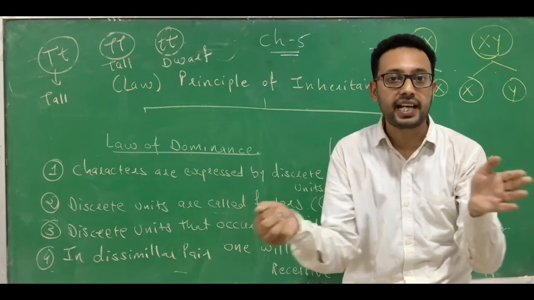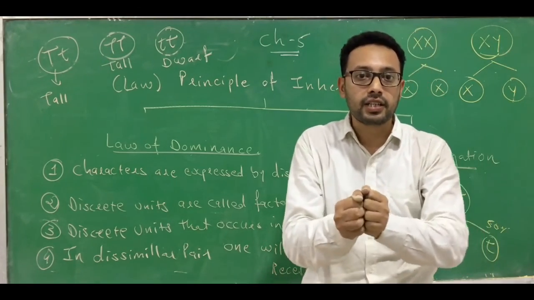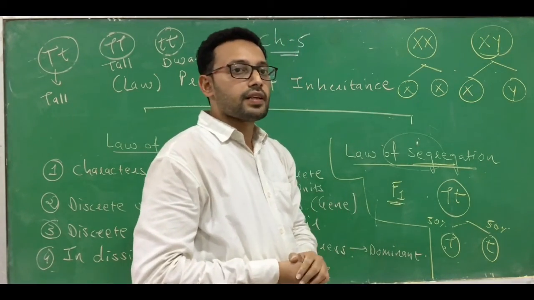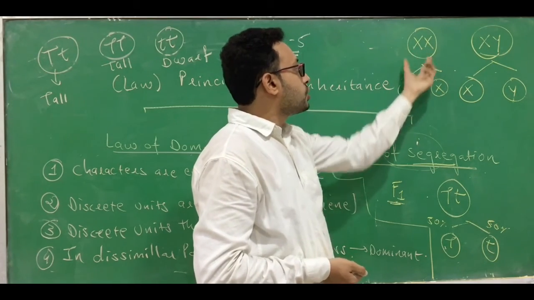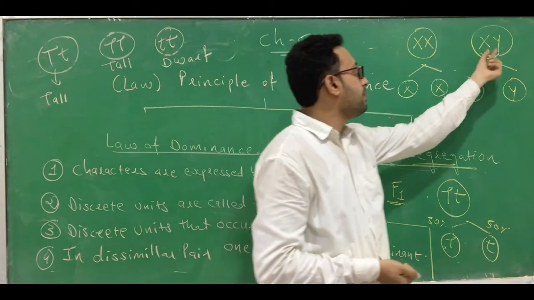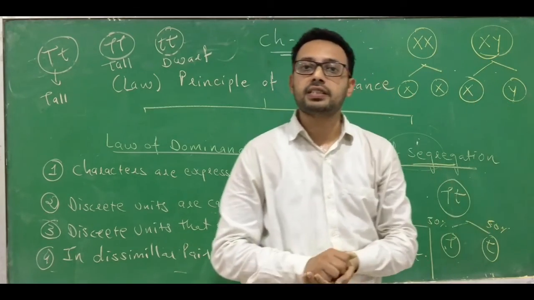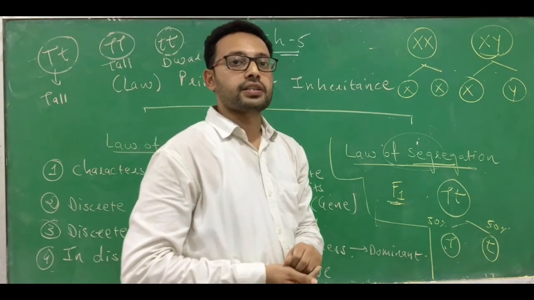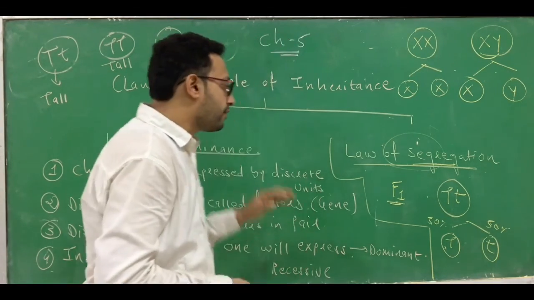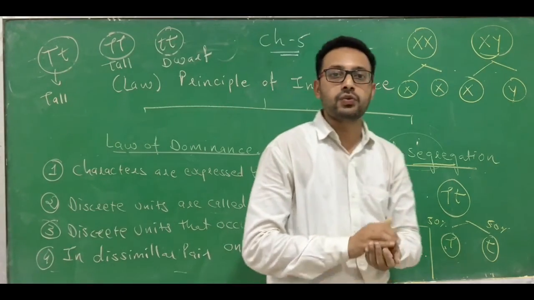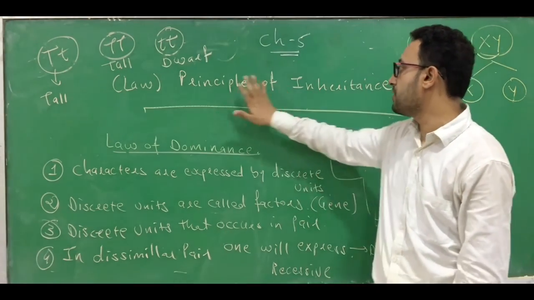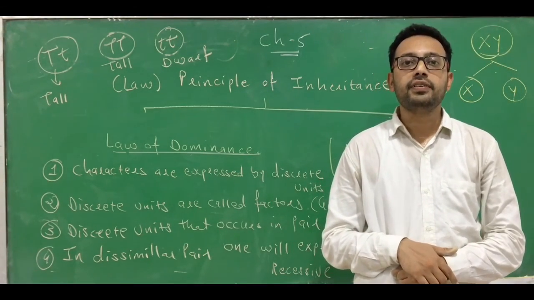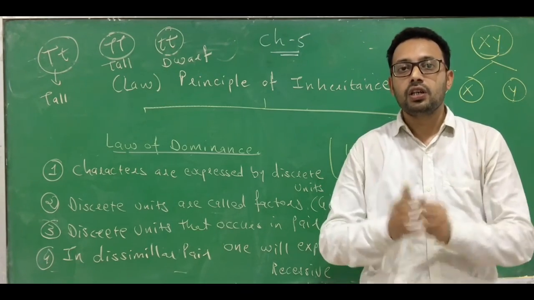Clear? This happens because the characters don't get mixed or blended. They remain segregated, and 50% of gametes contain each. If it is a similar pair, then all the gametes contain the same. Which gametes fuse determines what the next generation will be. So this is about the law of dominance and the law of segregation, which were proposed by Mendel, and together we call them the principles of inheritance. Clear? So that's all about it.